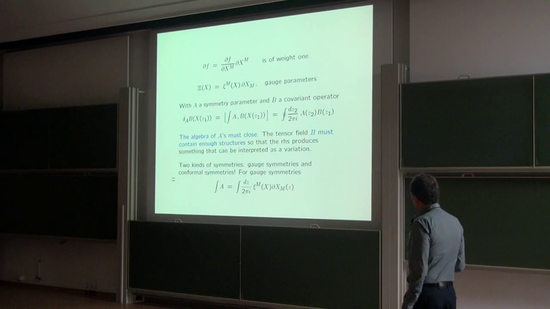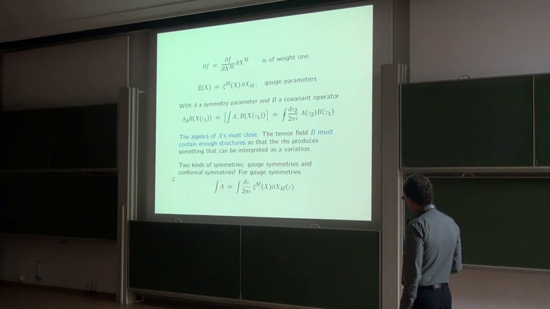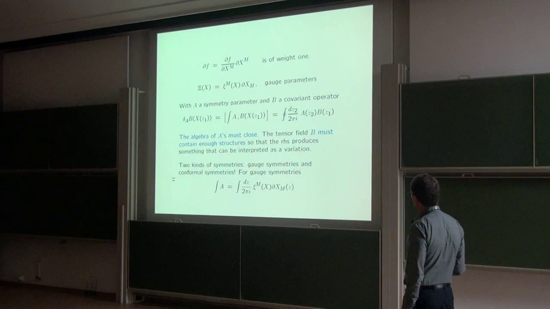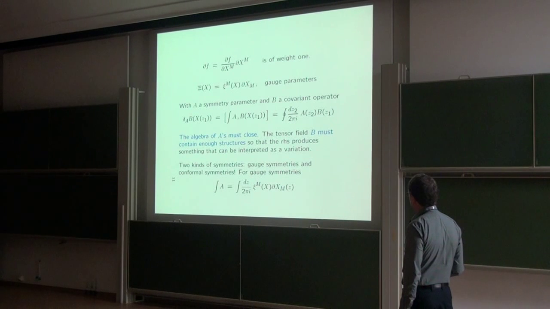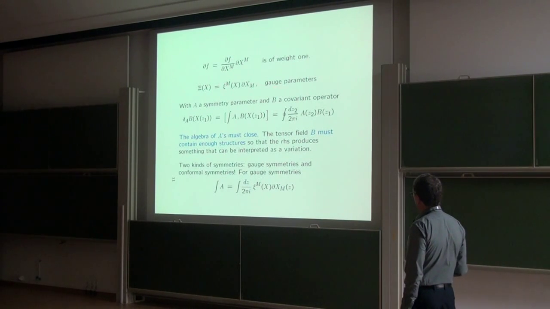So, for example, if you take a world-sheet derivative of a function, you use the chain rule, and you have this. So it's of weight 1. It's an object with one index contracted. Gauge parameters are of weight 1. Remember, they were of this form, and they coupled to a current.